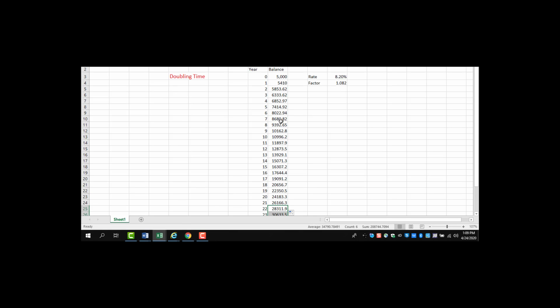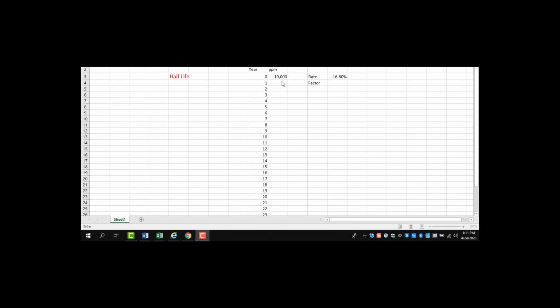And so 20,000 is about right here. 18 years, another 9 years, about year 27. Let's show it to you. There's a little bit more than 40,000. So that's true with all exponential growth. You talk about doubling time.